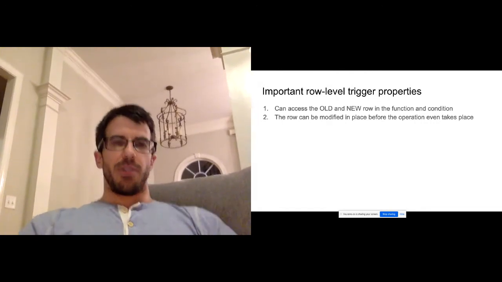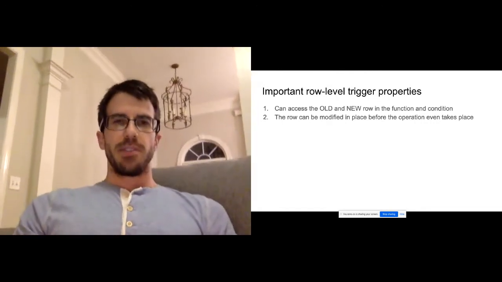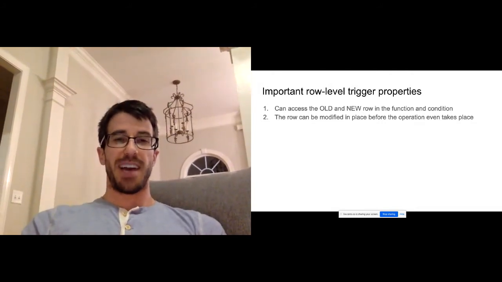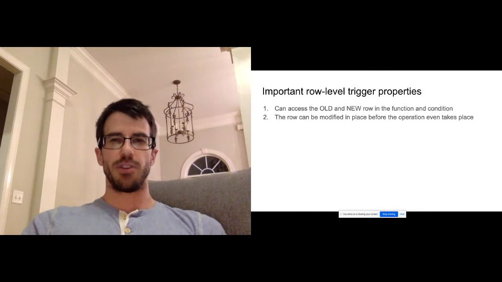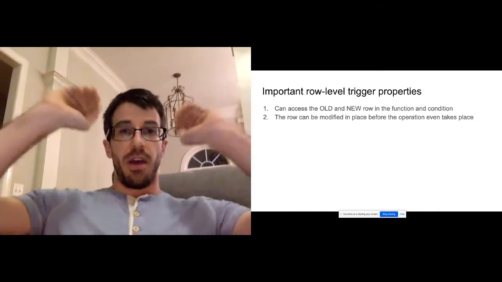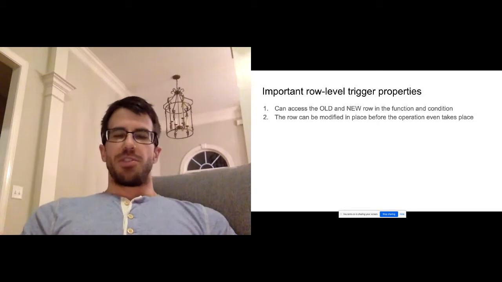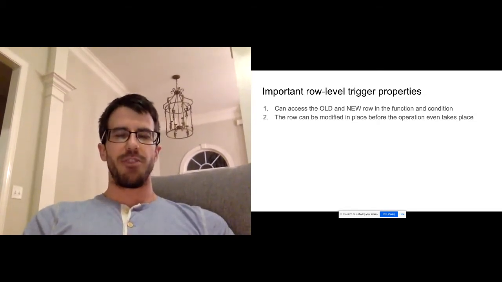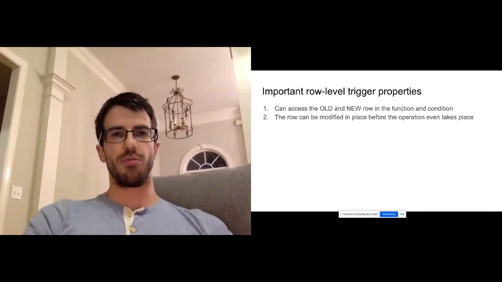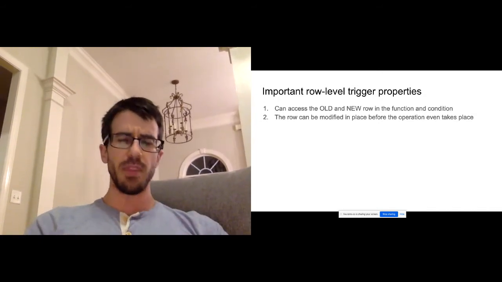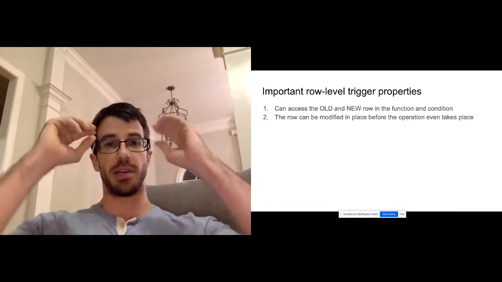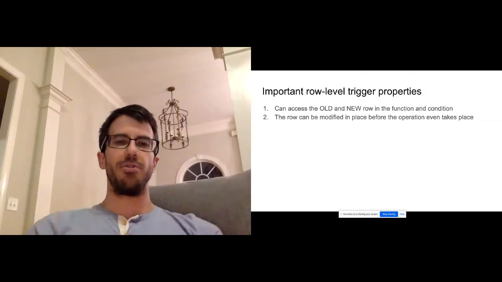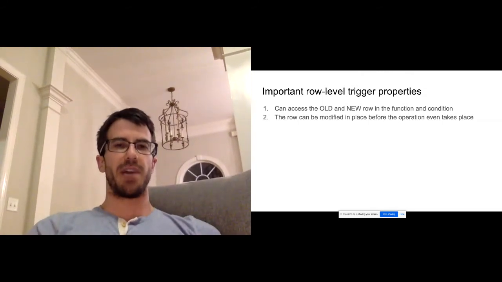And just to elaborate a little bit more on some very important properties of triggers. When we're talking about row level triggers, one of the big properties is that you can access the old and the new row in the function of the trigger and the condition. So if you're updating one of your models in Django, for example, and you're updating one field to a different value, inside of your trigger you're going to have a full copy of the old row and a full copy of the new row. This is really great because you can audit all the changes that are happening, and you can do a lot of really interesting things just by having access to the old and the new copy.